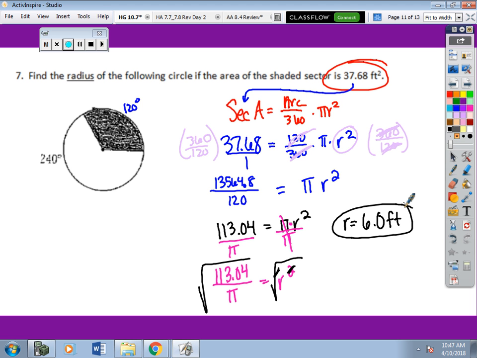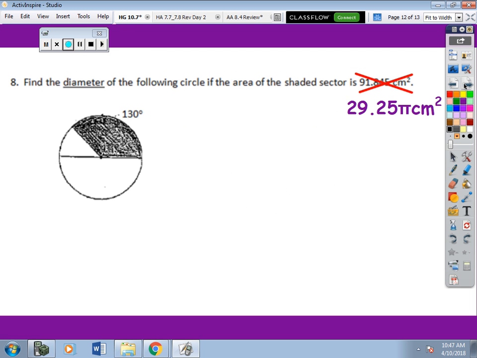Okay, now number 8, I've decided to change it so that it's not a decimal, that it's actually in terms of pi. That way we can try one of each type of problem. So why don't you guys give that one a try while I'm passing out your homework, and then we'll go over it at the board. Change the area to 29.25 pi centimeters squared. So get rid of the 91. I've made it in terms of pi. That way we have one of each type.